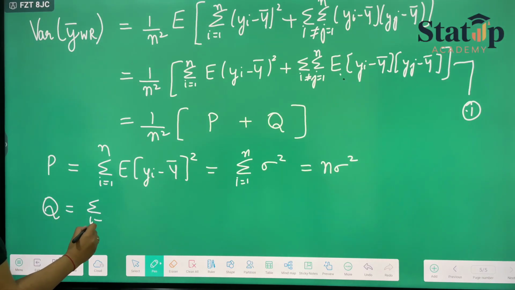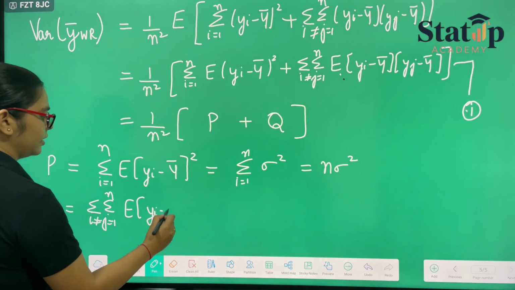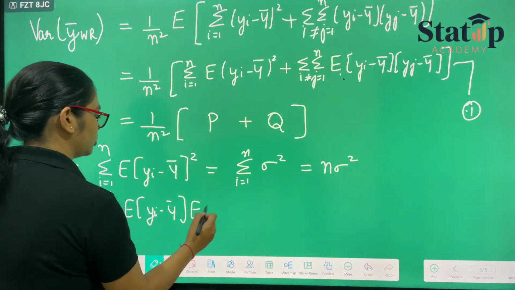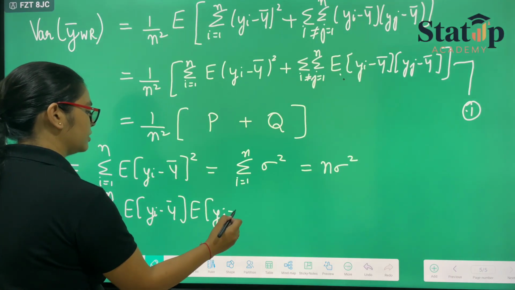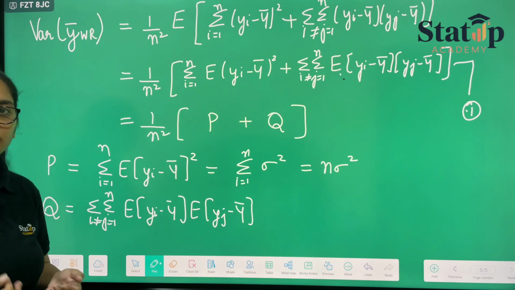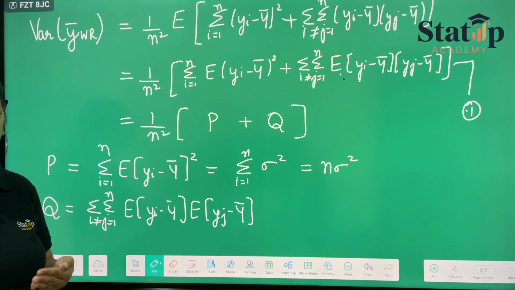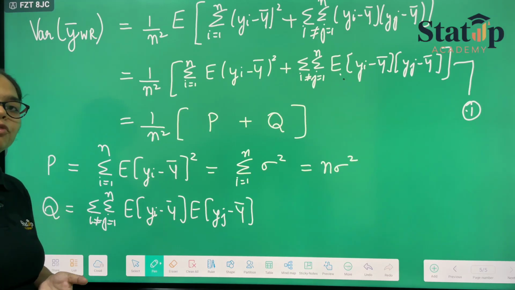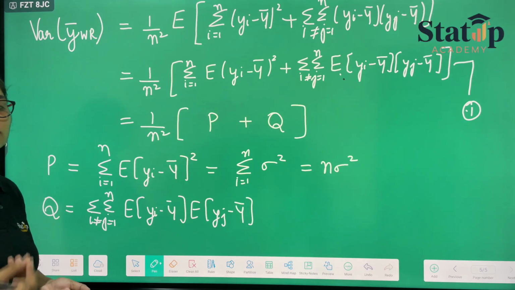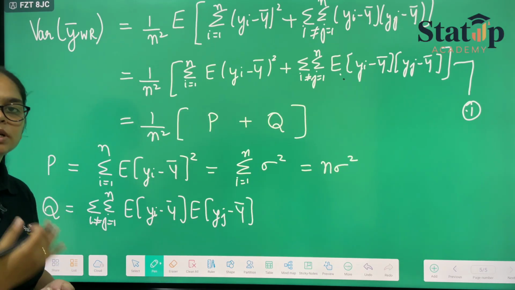Summation i not equal to j goes from 1 to small n, expectation of (yi minus y bar) into (yj minus y bar). Since in simple random sampling with replacement, yi and yj are independent of each other. The ith draw and jth draw are independent because we put back, if you remember the example, we put back the chits in the box and then we shuffle again and take out the chit. So the draw of the first term and the draw of the second term are independent of each other.